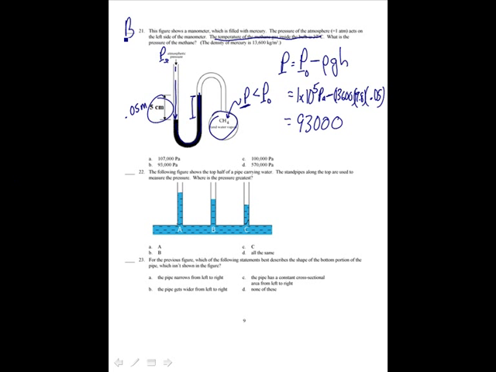The following figure shows the top half of a pipe carrying water. The standpipes along the top are used to measure the pressure. Where is the pressure greatest? Alright, the pressure is greatest where you have the highest stand of water, so that's A.